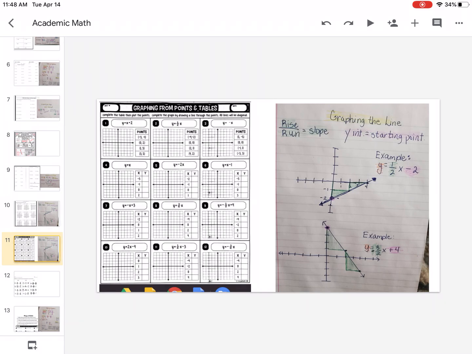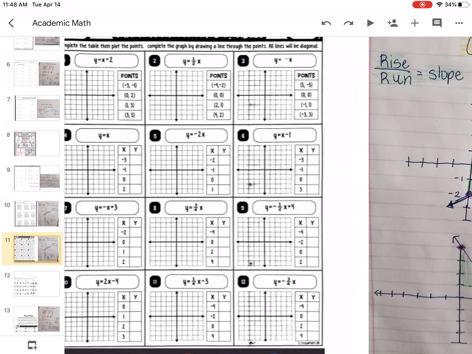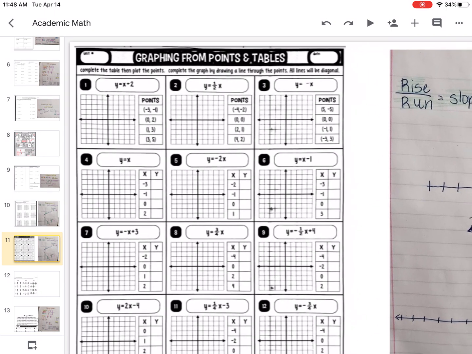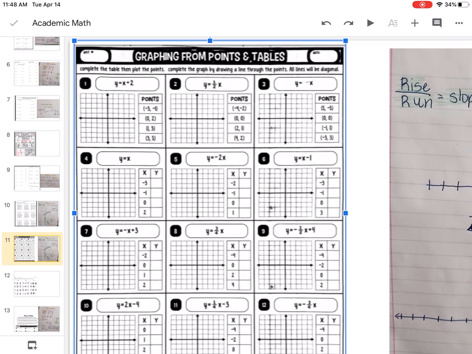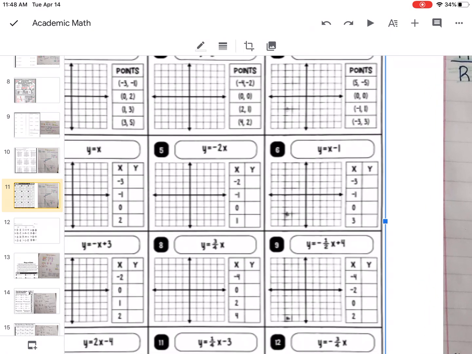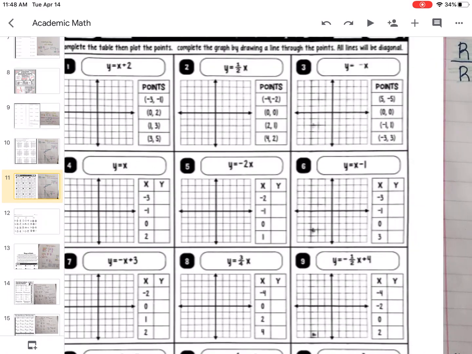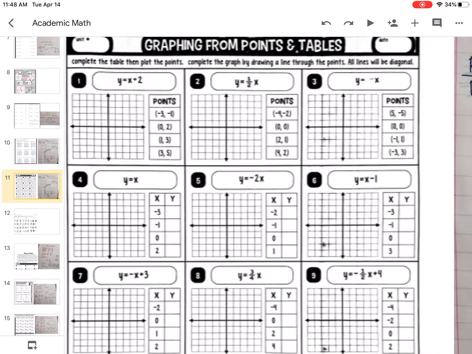Okay, so graphing the line from points in a table. This is coordinates. I'm going to skip this one and make a separate video on this because I would like to plot them out with you. If you want to start on it and you know how to do coordinates, that's great.